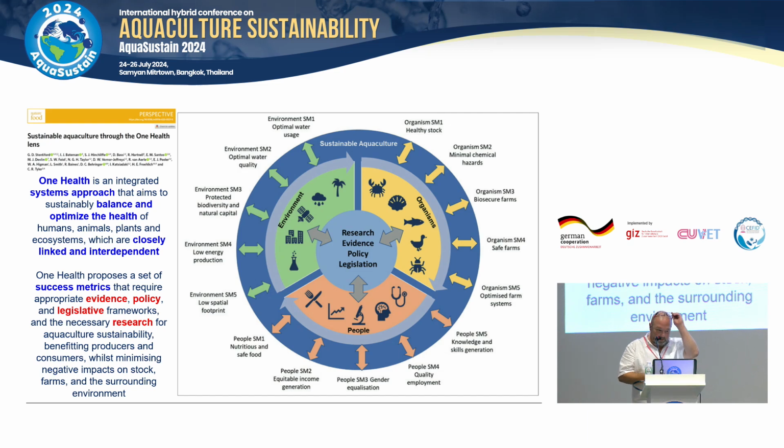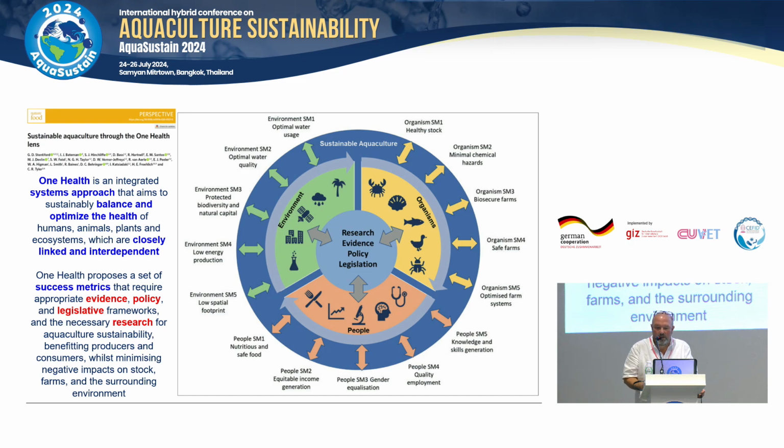So the way it works is we've got this One Health wheel, as we call it. And the important point is that One Health is an integrated approach that balances and optimizes the health of human, animals, plants, and ecosystems because they are so interdependent. You can't look at them in isolation. There needs to be a strong research, evidence, policy, and legislative basis for it. And then it can be measured by these 15 success metrics that you can see listed around the outside of the wheel. So that interlinkedness is the key here.